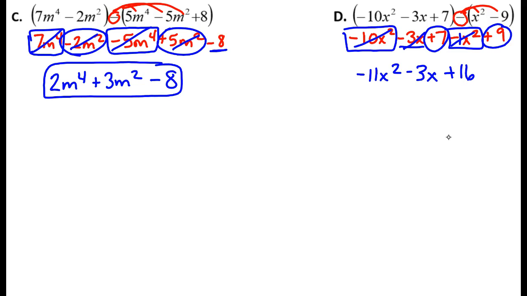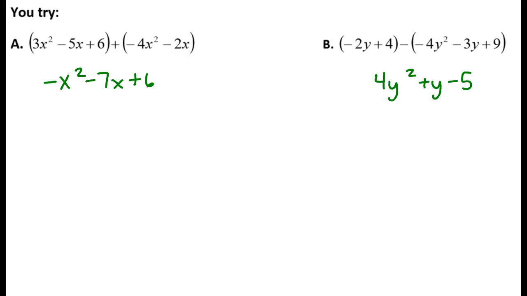Now on the next page, or on the next part, I'd like you to do the You Tries on your own. Go ahead and pause the video, and when you're ready to resume to check your answers, they'll be there for you. For the You Tries, for A, you should have gotten negative x squared, or you could have said negative 1x squared minus 7x plus 6.